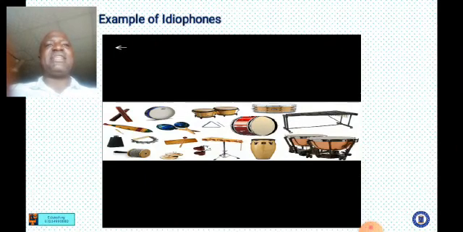Now let us look at examples of these idiophones. From the pictures you are seeing on your screen, these are examples of idiophone instruments. These are instruments that produce sound when they are shaken or struck.